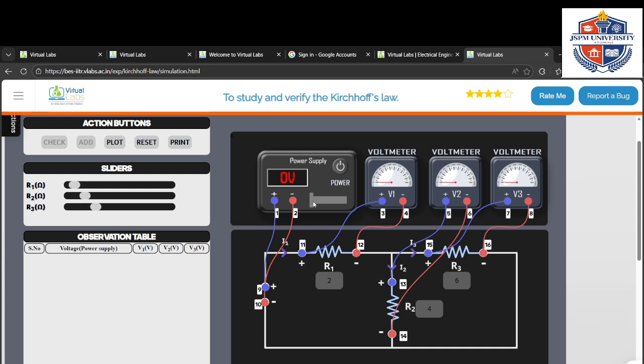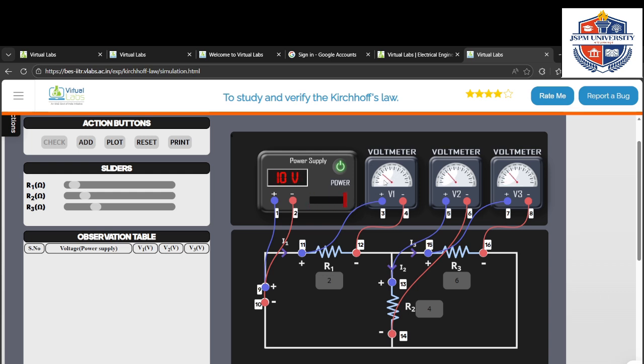That is the Kirchhoff voltage law. Now we are giving the supply voltage. We are switching on the power supply and setting it to 10 volt. The maximum voltage variation is from 0 to 10 volt.